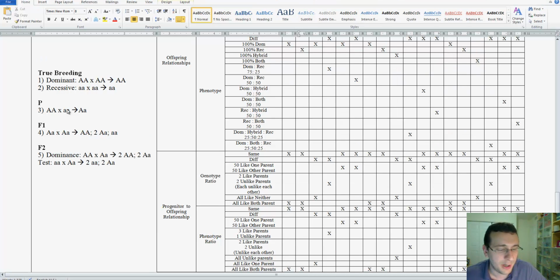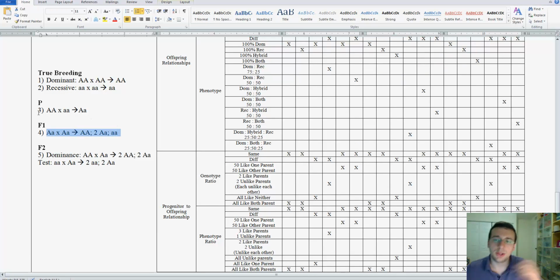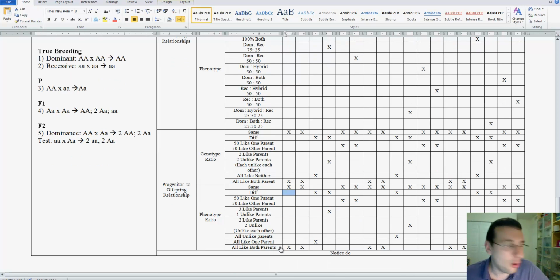And if all look like both parents, in other words, they look like both parents at the same time, you have to be talking about a true breeding cross where the children look like both parents because both parents look like each other. Or like the P cross, where the children have the features of either of the parents. So there you have it. You can figure out everything from the word problems.